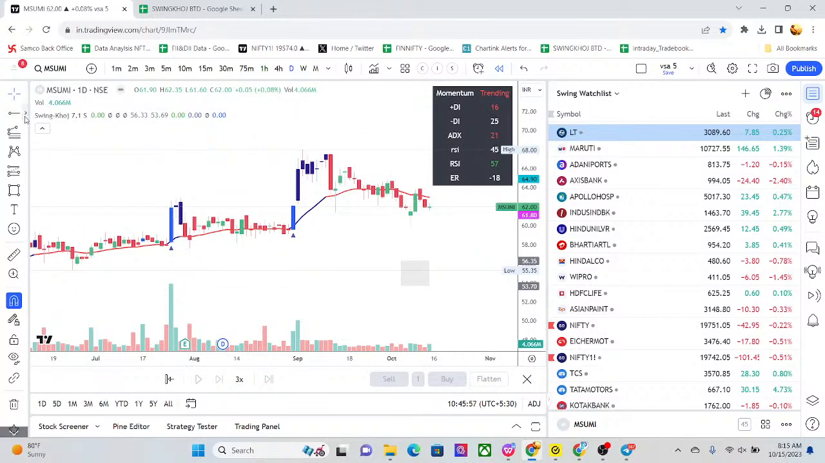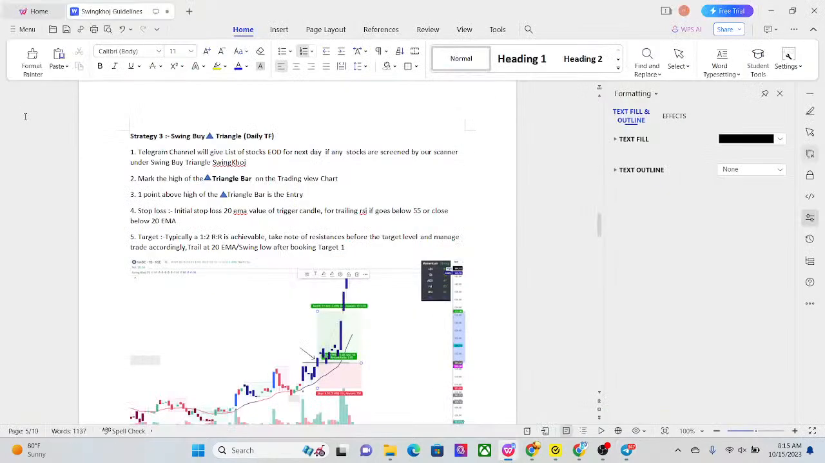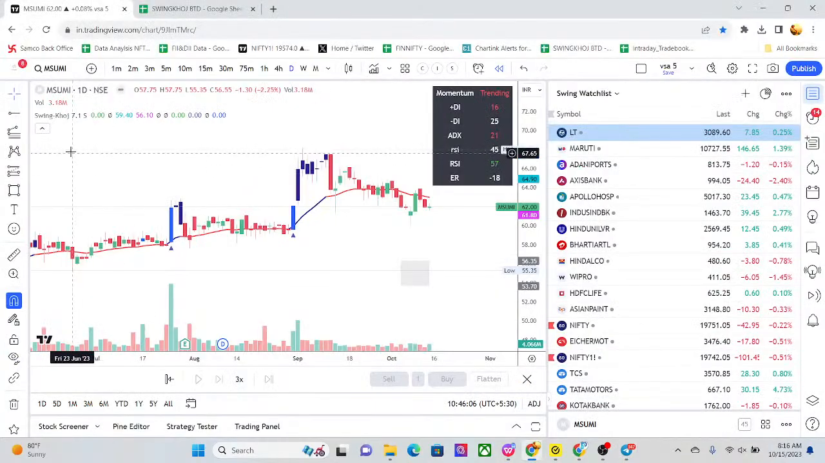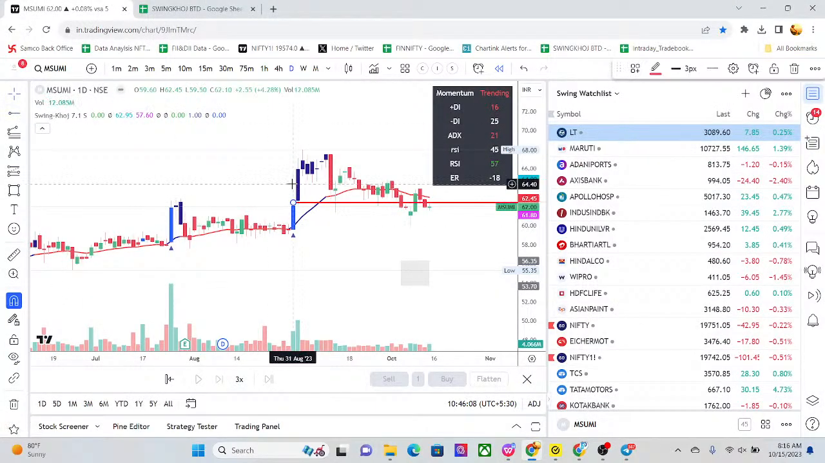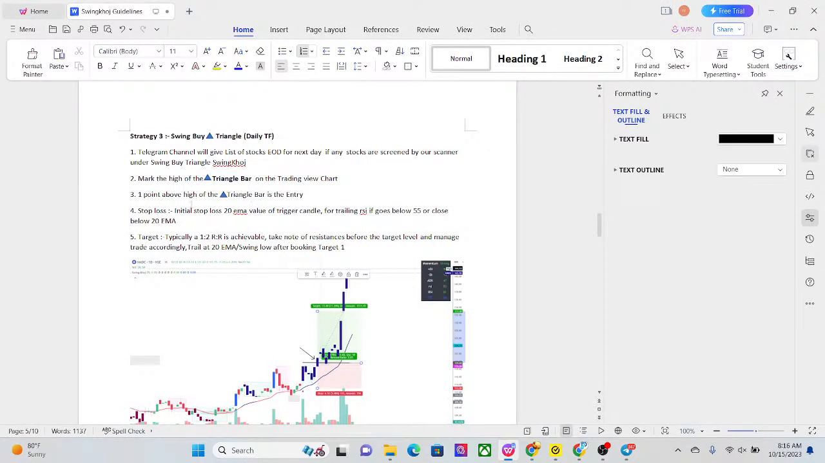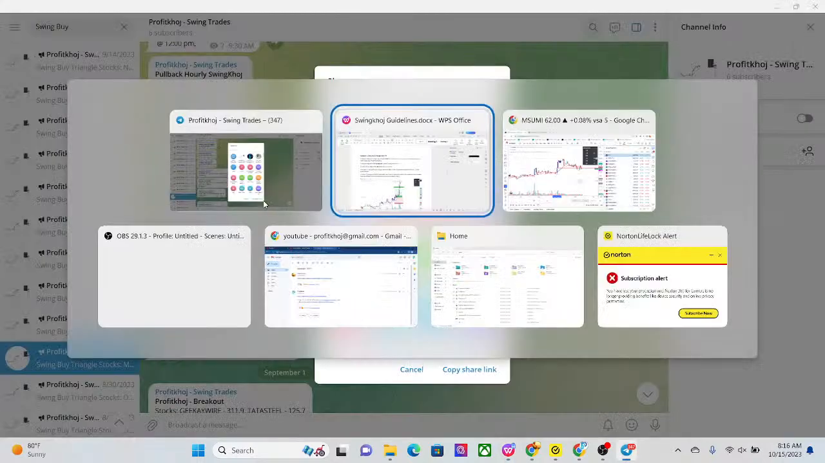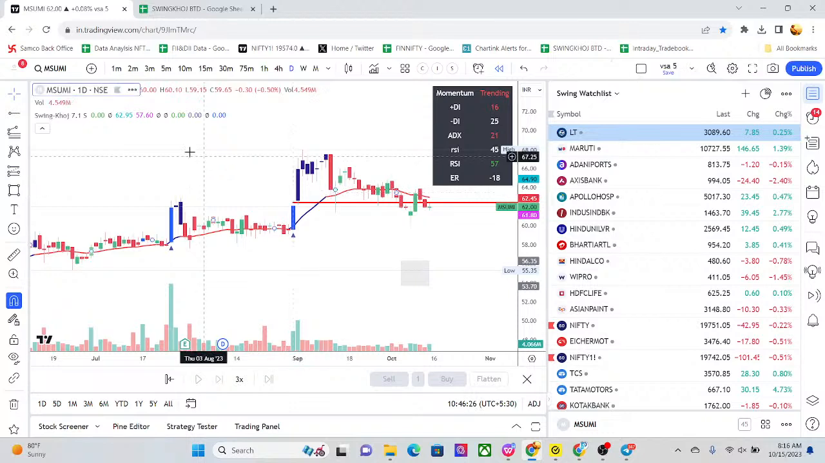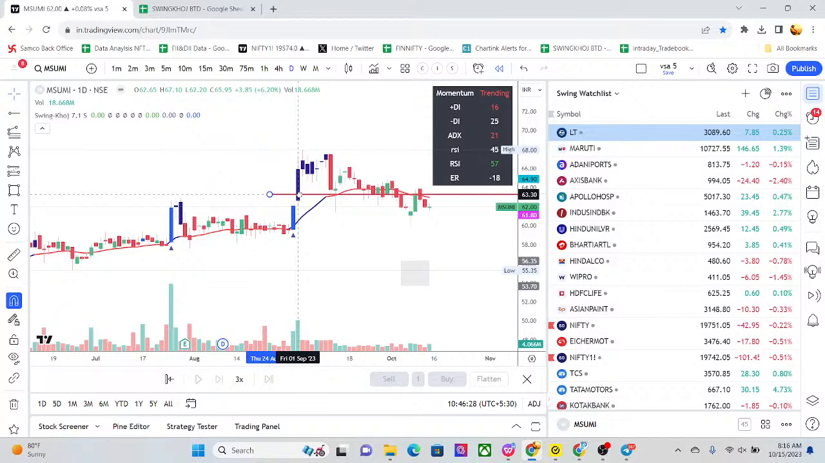So you mark the high. Let's see what we have here. Mark the high of the triangle bar on the TradingView chart. We'll mark the high, 62.45. 1 point above the high of the triangle bar is entry. Okay, so 62.45, we have 63.45 entry here. So this is our entry.